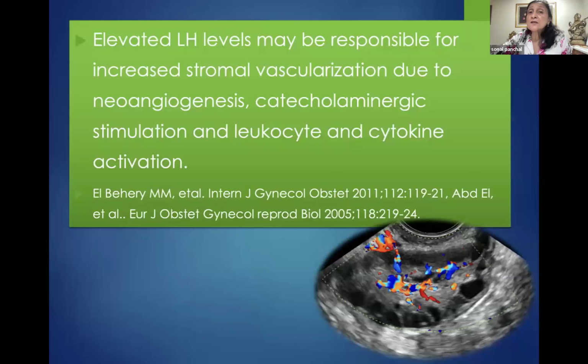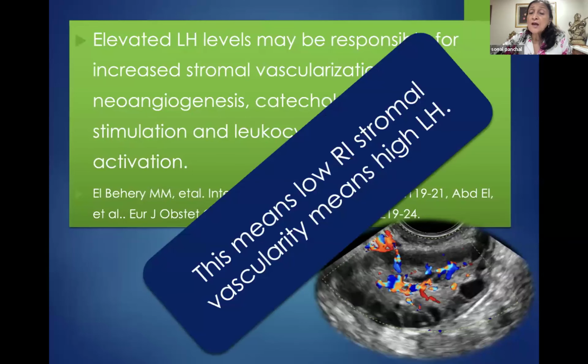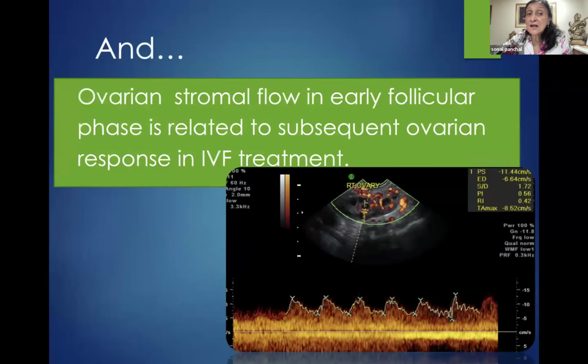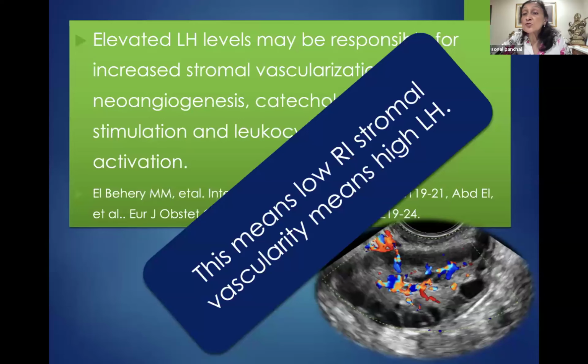That means that if you find in the ovary that the resistance index of the stromal vessels is less and the blood flow is abundant, these are the signs which tell you that the LH is high. And this is the sign which comes up even before the stromal abundance is documented. To make it all simple, let me put it this way.